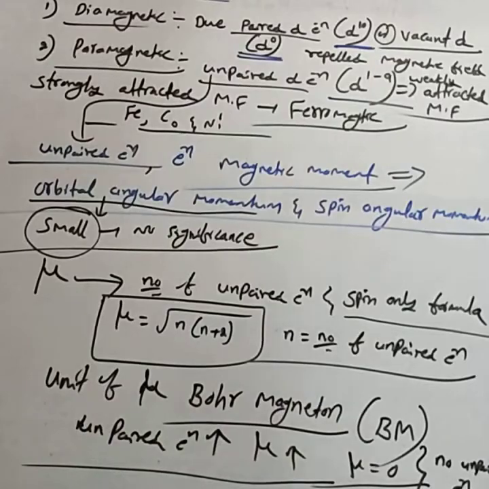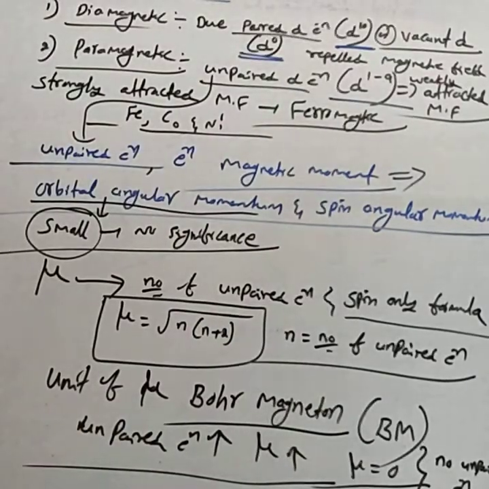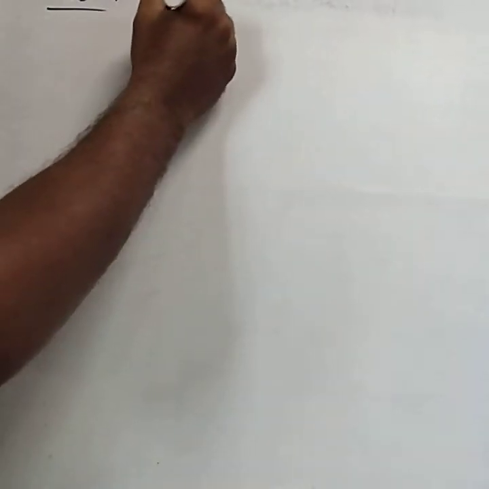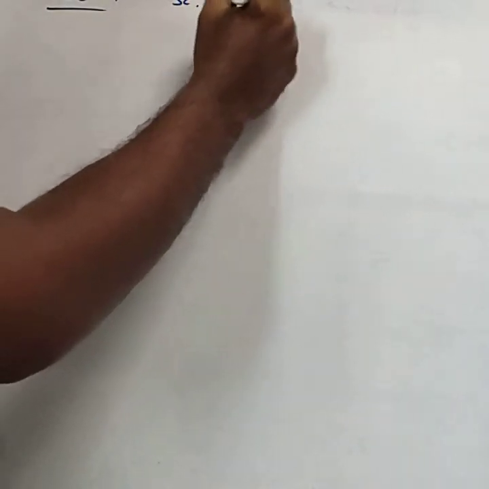For example, take a few examples. Take scandium 3+. First consider the electronic configuration. The scandium electronic configuration is 3d1 4s2.